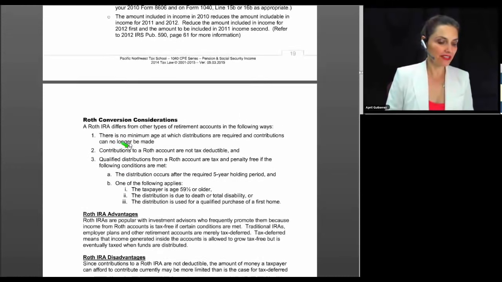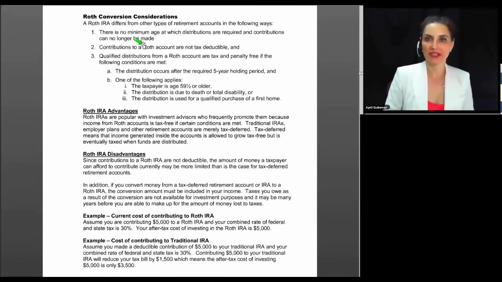So let's talk about these Roth conversion considerations. As I've said, investment advisors seem to love them.